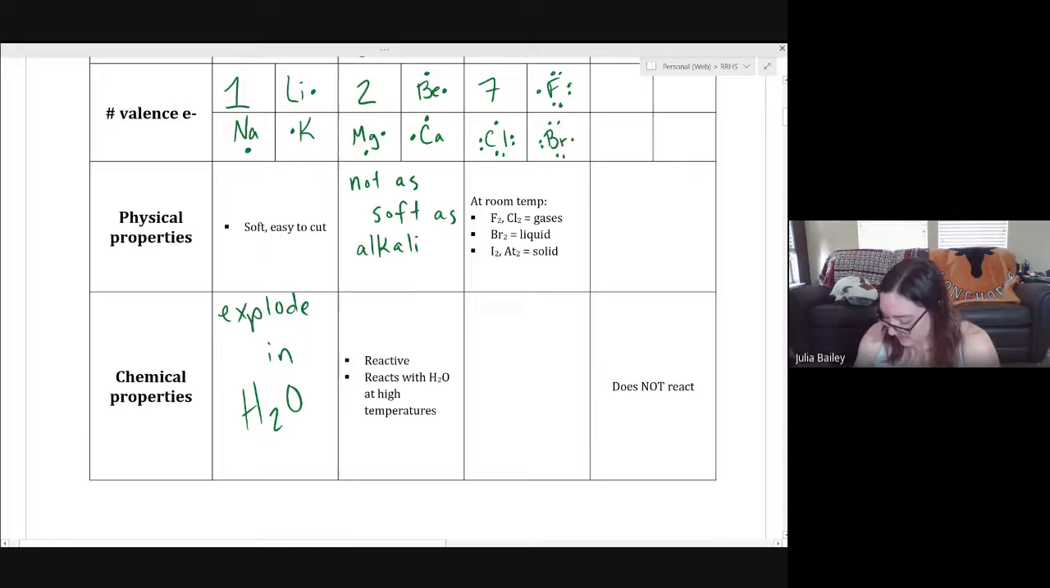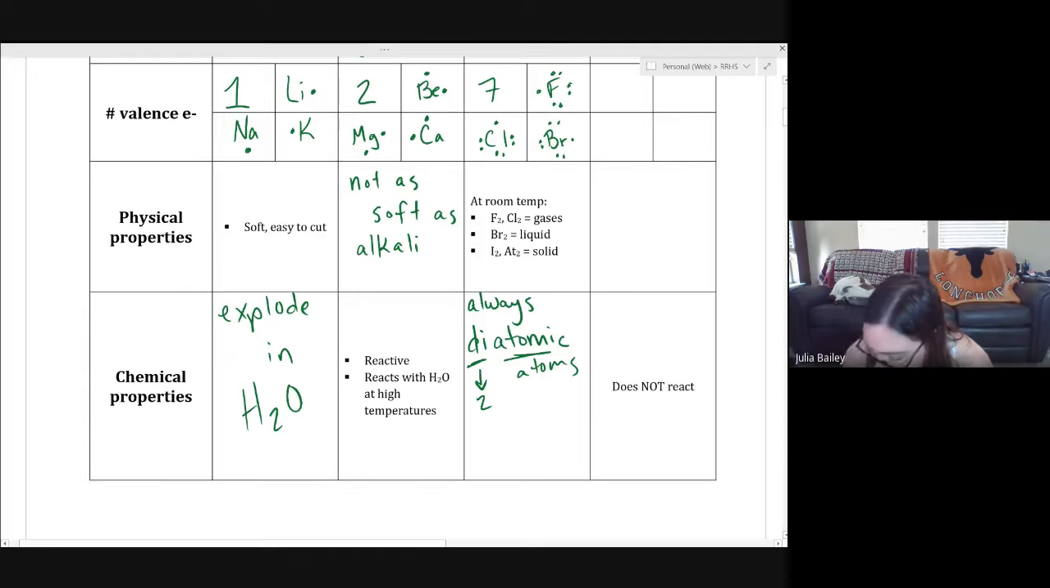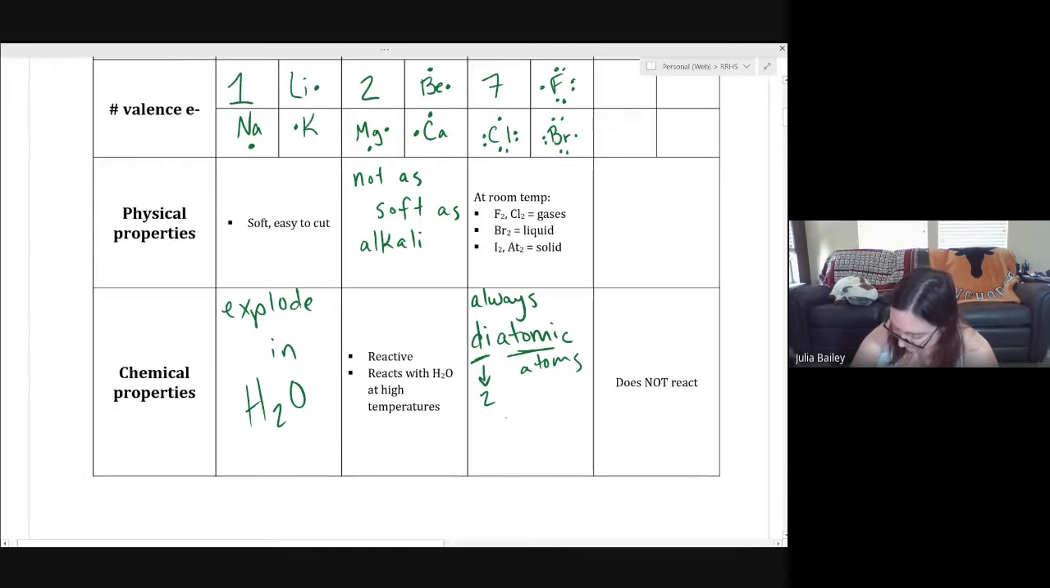At room temperature, fluorine and chlorine are gases, bromine's a liquid, and iodine and astatine are solids. So those are some physical properties of halogens. For chemical properties, they are always diatomic, which is a new word. But if you break it down, it shouldn't be too hard to figure out what diatomic means. It means that there are 2 atoms, in pairs.